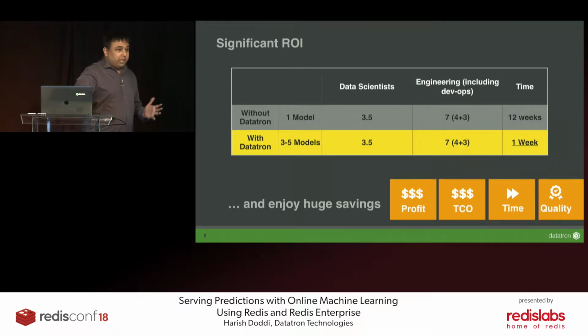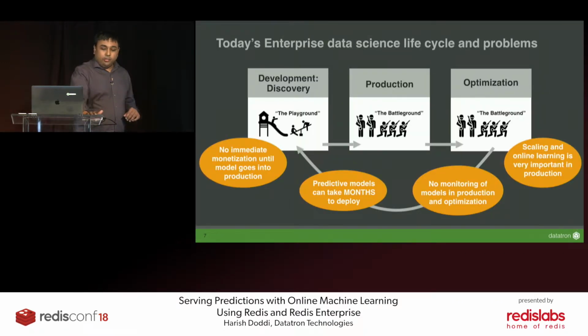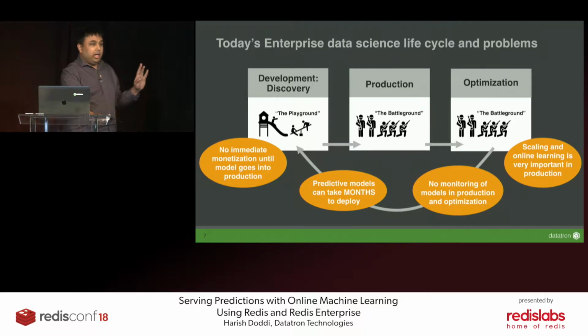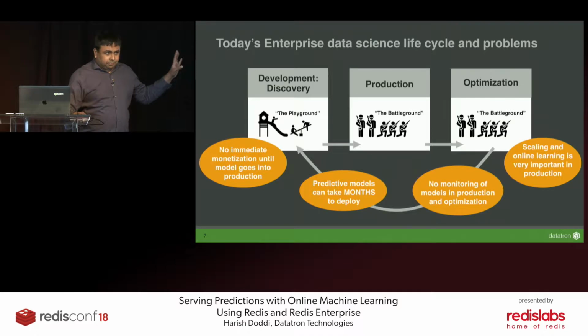From the ROI perspective, we try to make the team more productive so that you can iterate faster. Today's enterprise data science lifecycle can be broadly classified into three phases. First is development and discovery. This is where your data scientists are working with lots of data, historical data particularly, trying to take dumps on their laptop and doing all this analysis, experiments, and models. At this phase, it's pretty much only the data scientists once they have access to the data. There won't be any engineering involved.